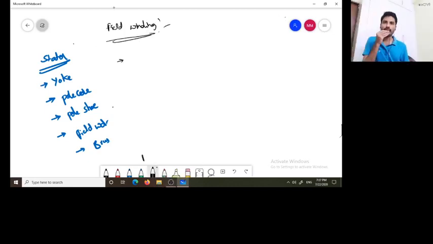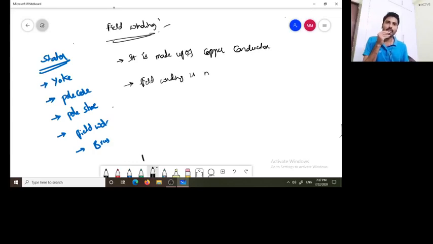Okay. Conductor: it is made up of copper, a conducting material. Why? Because winding is nothing but a conductor. I already told that the field winding is mounted on the pole core.